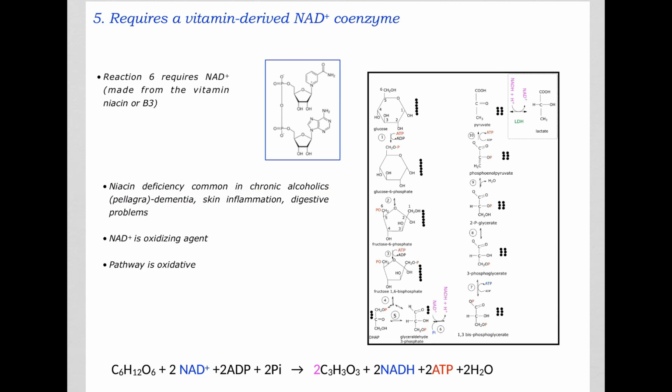Now this form of the coenzyme, NAD, is the oxidizing agent. NADH is the reducing agent. So since glycolysis requires an oxidizing agent, this glycolysis pathway is oxidative. So there's actually oxidation going on. It's an oxidative pathway.